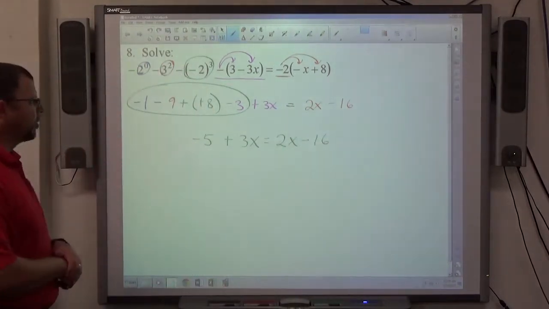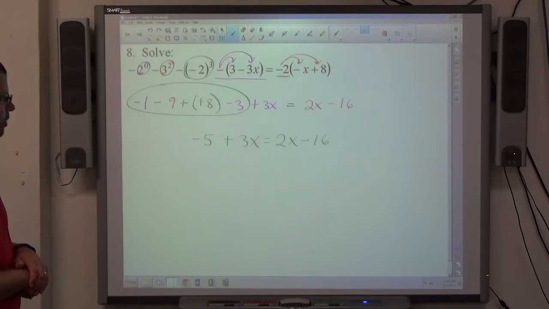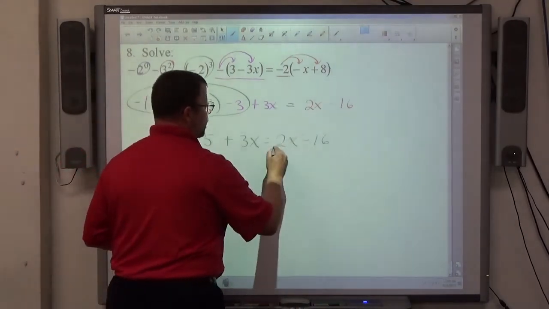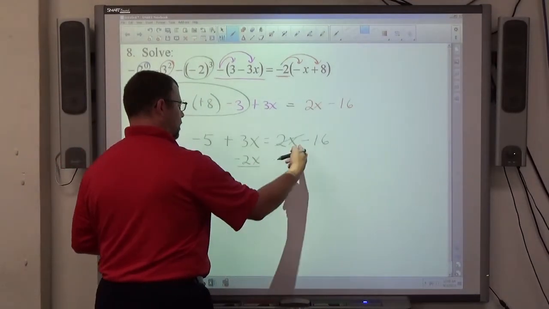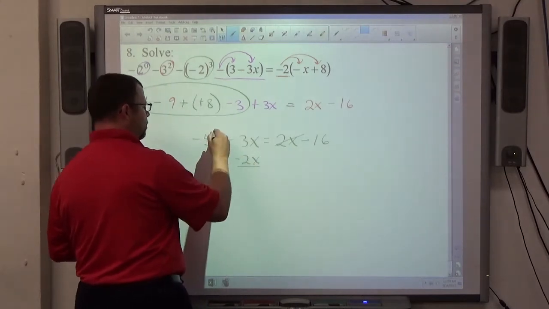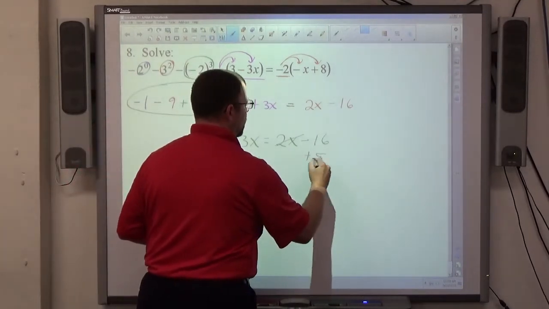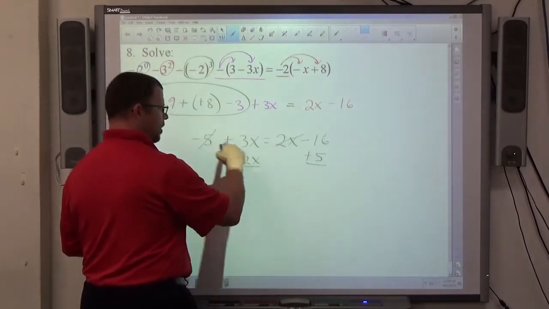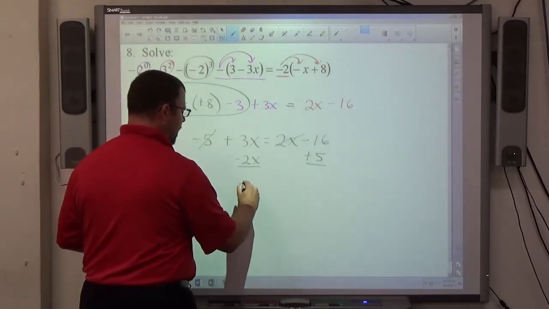And just like that, we get ourselves down to a reasonable level equation, pretty easy to do. We move the 2x to the left, it moves across the equal sign, so it changes sign. Moving the 5 to the right, it also moves across the equal sign, so it changes sign. These are opposite signs, so I subtract.